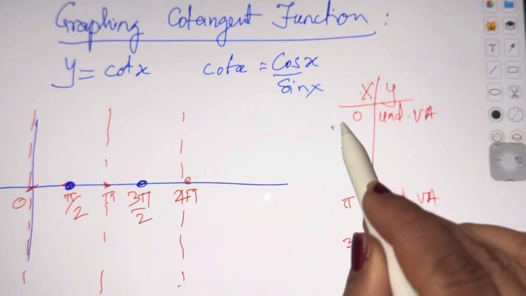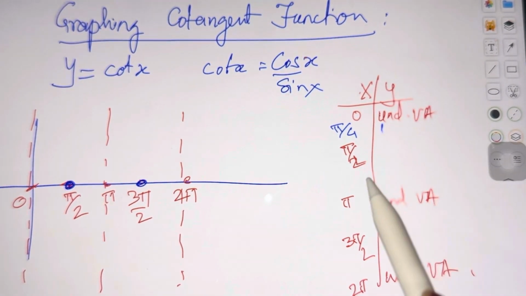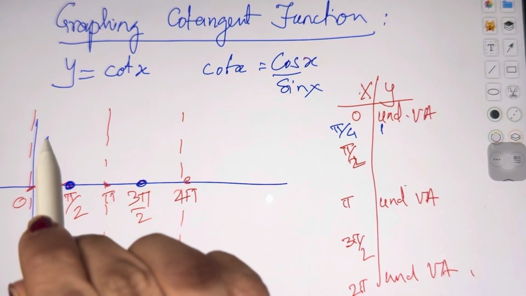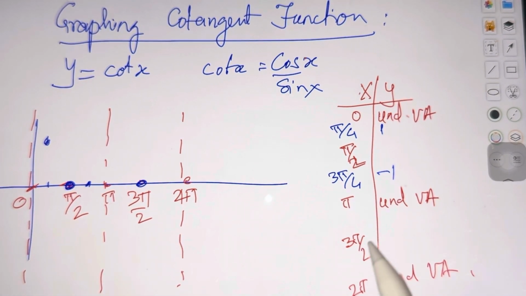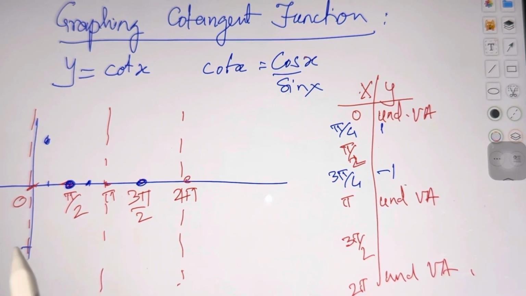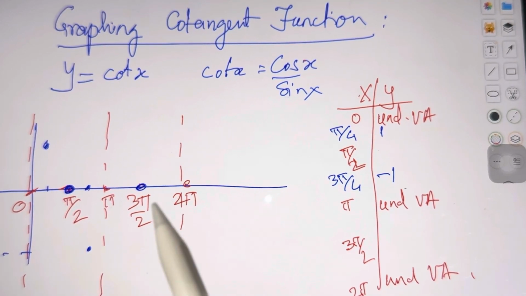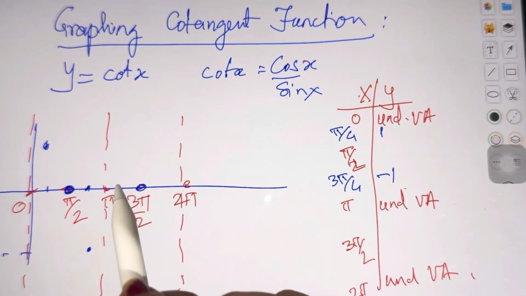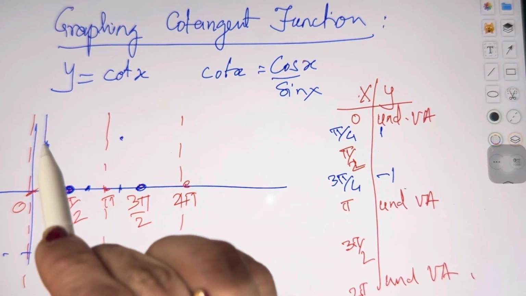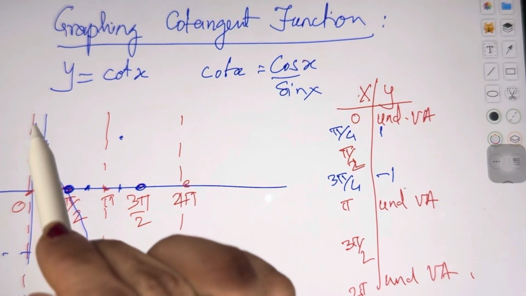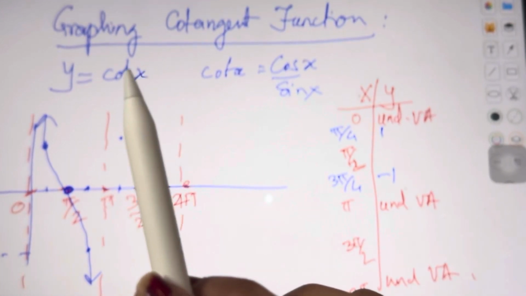Now we need the pi by 4 value. We know at pi by 4 cos and sine are the same, so it will be 1. So at pi by 4 I have 1. At 3 pi by 4 it is negative 1. I hope you can see my graph, negative 1. And at 5 pi by 4 it is again 1. So the graph will be like a negative cubic function, you can say, will be like this, right?